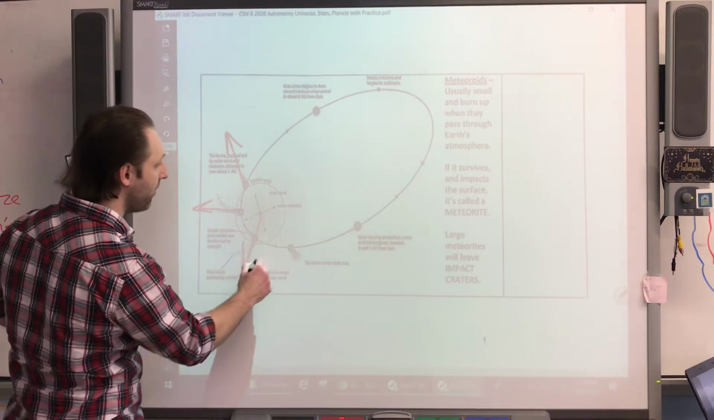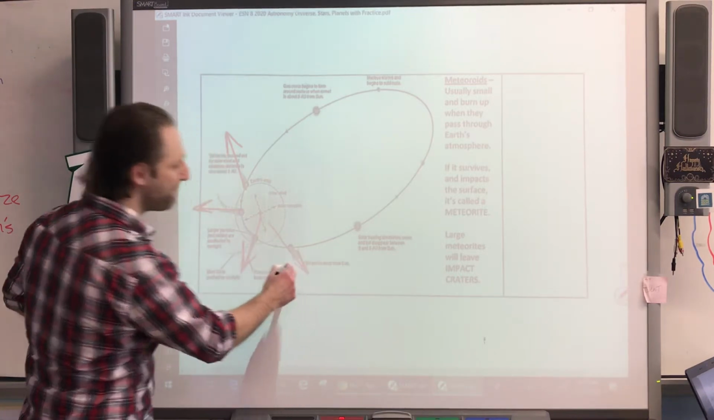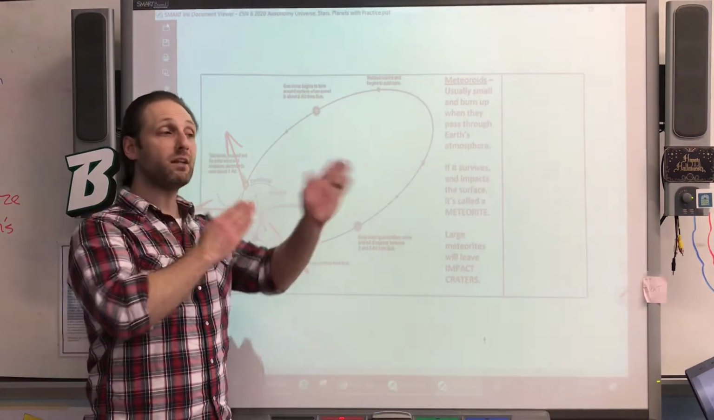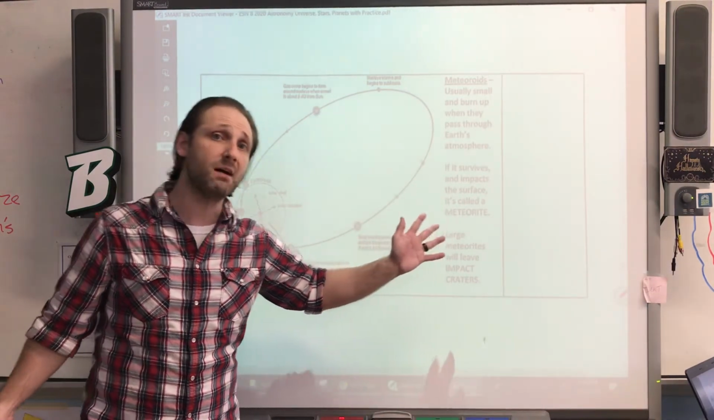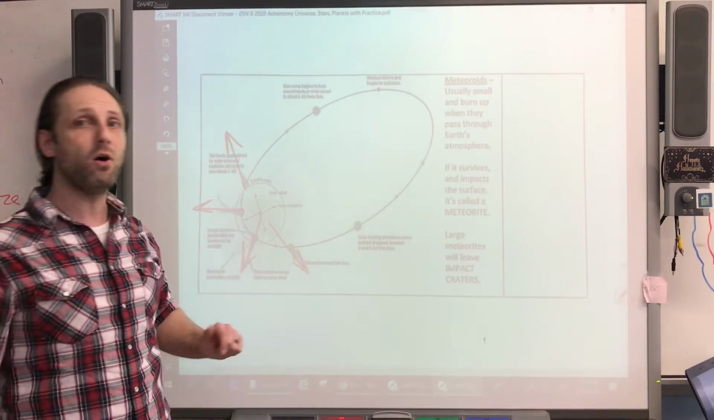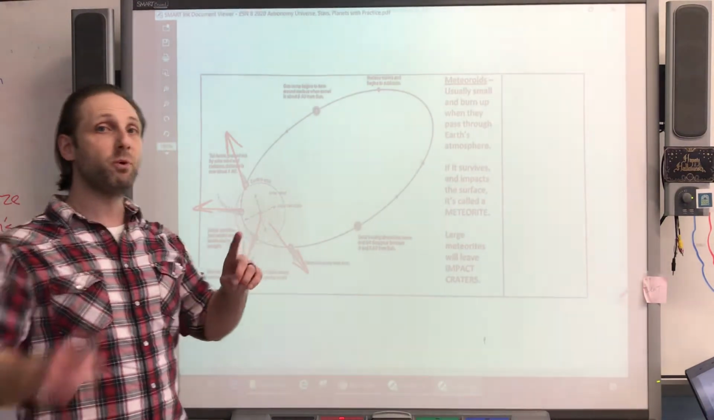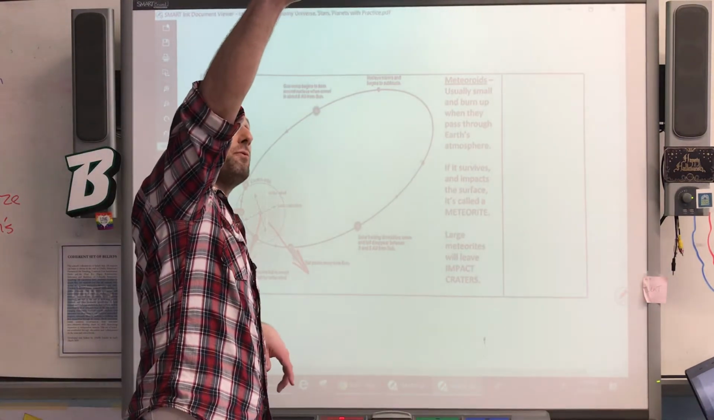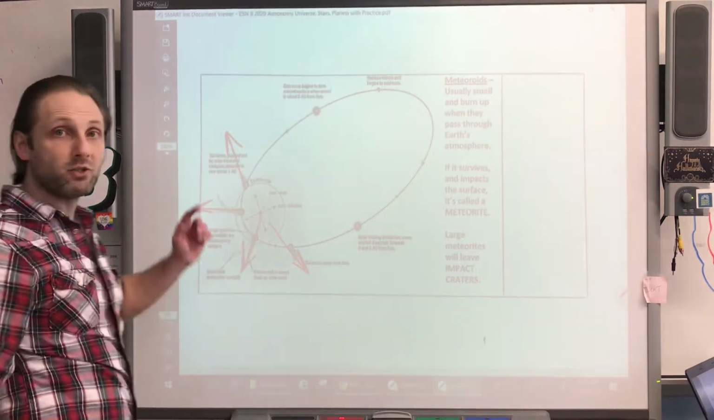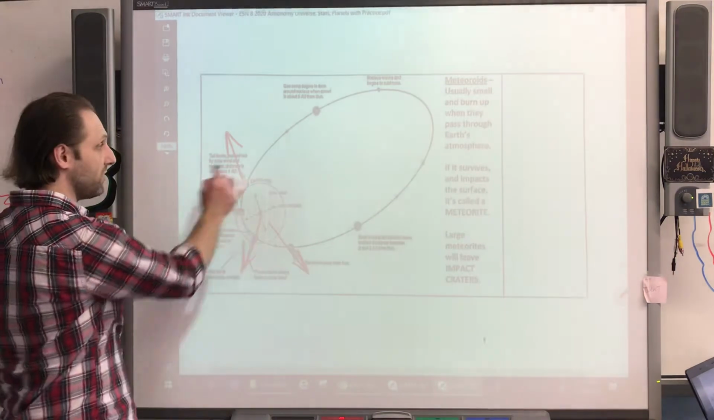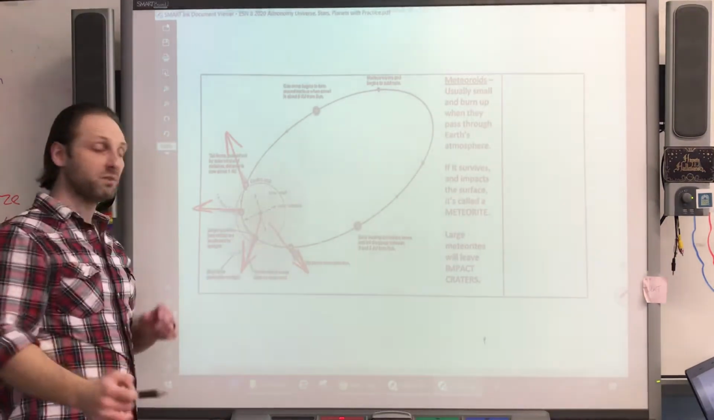So the tail is actually pointing directly away from where the sun is. So when you're watching a comet or you see a comet in the sky and you see the tail, that tail is actually pointing directly away from the sun. So if you were to follow a straight line and continue through the comet, it would lead to the direction where the sun is. So these tails, again, point away from the sun.